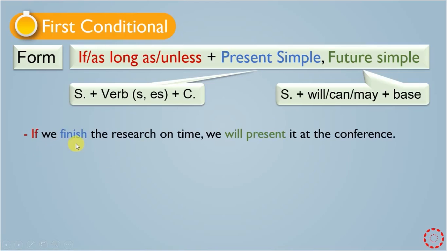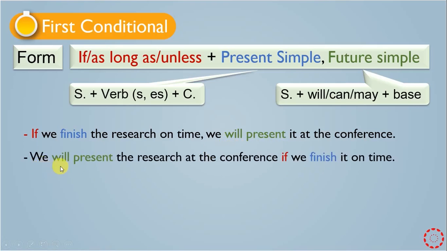Look at these examples. If we finish the research on time, this is the conditional statement. I mean the first sentence, this is the present simple tense. We finish the research on time. We will present it at the conference. This, will present, is the future simple.